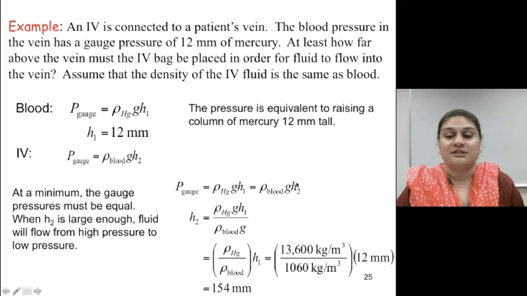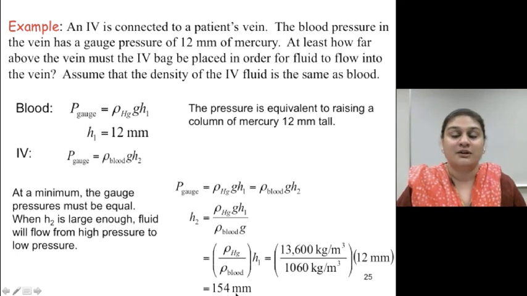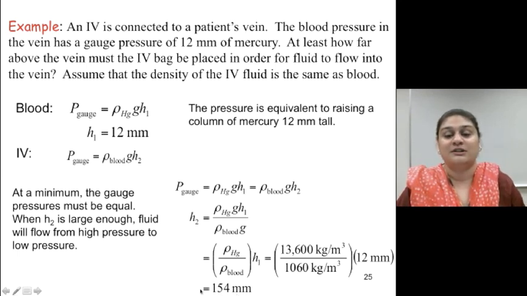Now all that's left is rearranging this equation, plugging in the numbers and calculating. So h2 has to be placed 154 millimeters above the vein for fluid to flow into the vein.